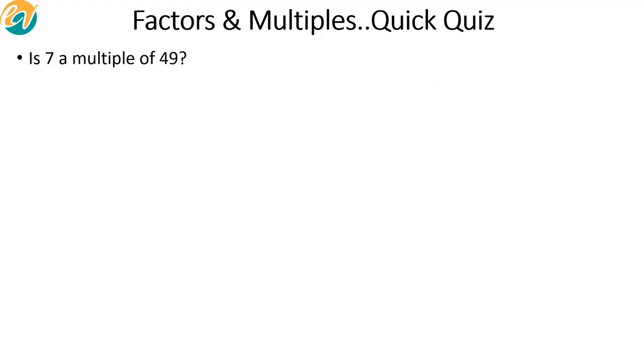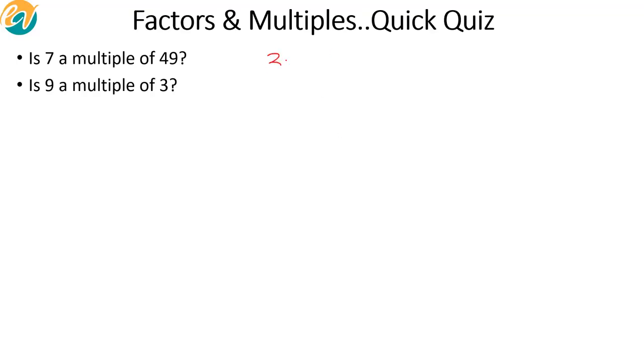Okay, let's do this quick quiz. Is 7 a multiple of 49? What do you think? Of course not. 7 is not a multiple of 49. 7 is actually a factor of 49. Is 9 a multiple of 3? Absolutely. 9 is a multiple of 3.